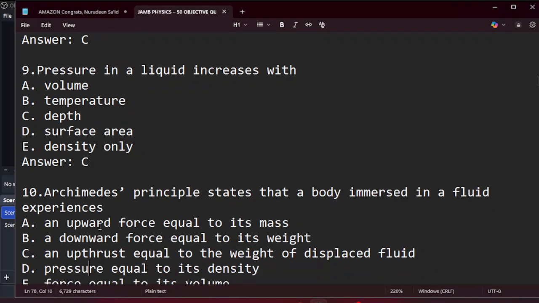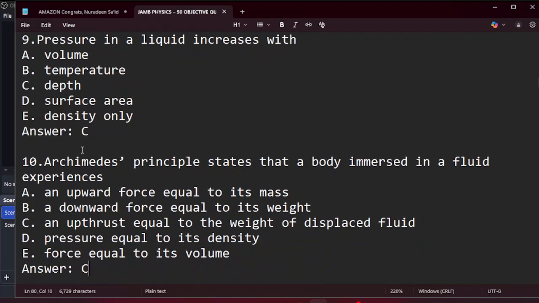Question number 9. Pressure in a liquid increases with A. Volume. B. Temperature. C. Depth. D. Surface area. And E. Density only. The answer is C, which is depth.